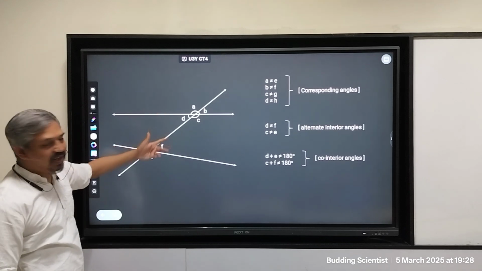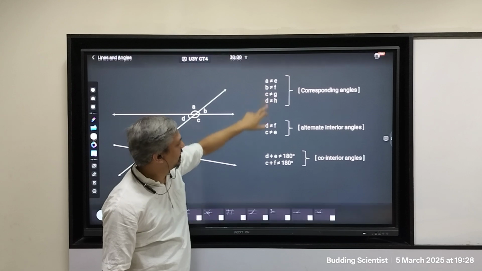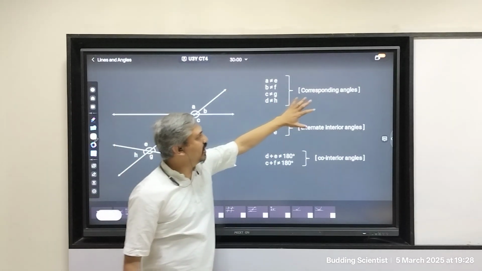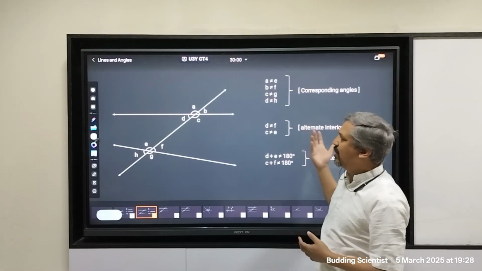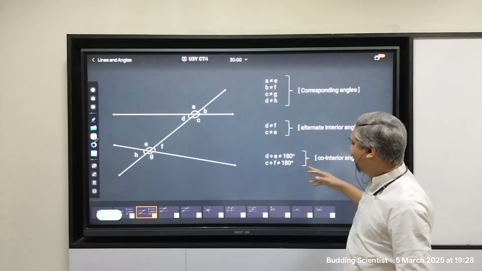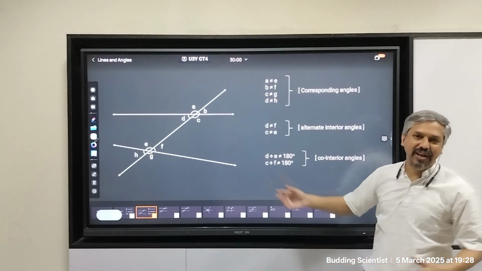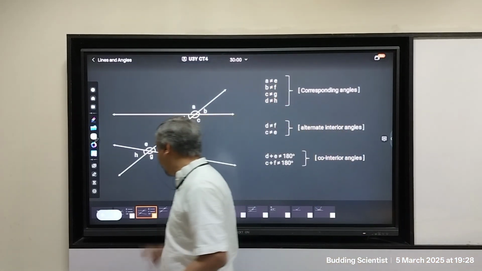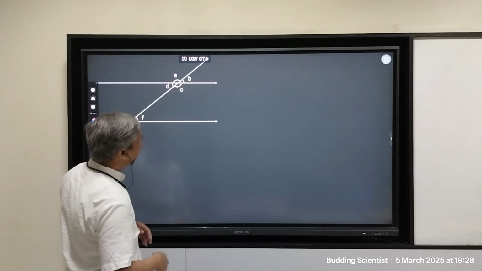If the two lines are not parallel, then everything will remain the same, but they are not equal. This is not equal and this is not equal to 180 degrees. Because the corresponding angles are not equal if the lines are not parallel. The alternate interior angles are not equal if the lines are not parallel. And the co-interior angles are not supplementary if the lines are not parallel. So this will be the situation if the lines are not parallel. Now we'll see the next problem.